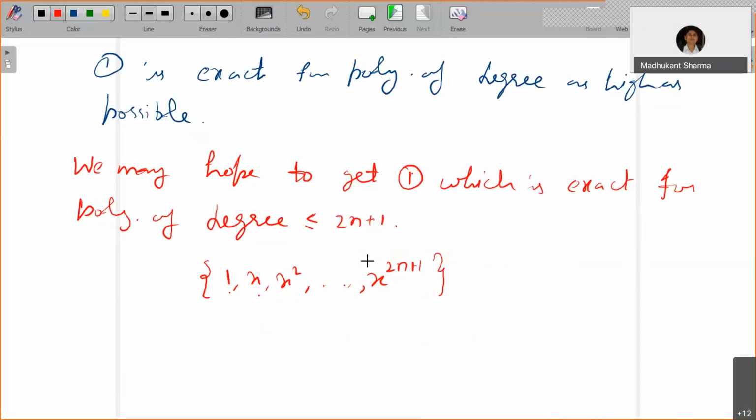So there are 2n plus 2 unknowns, and you have 2n plus 2 equations, and they are on the basis here. So that will give you the unique solution for them, and you can find all the possible unknowns. So let's look at the special cases now.